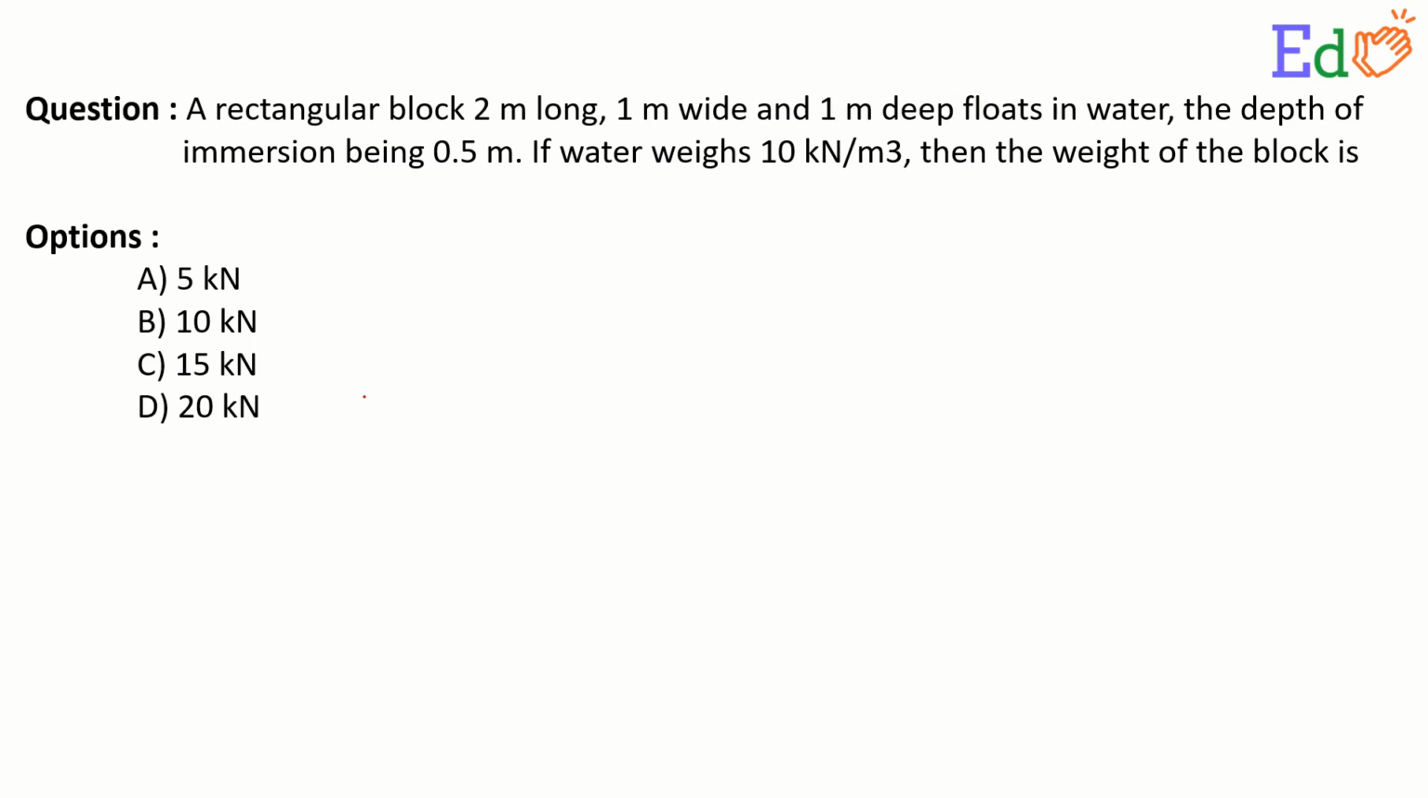The question given here: a rectangular block 2 meter long, 1 meter wide and 1 meter deep floats in water. The depth of immersion being 0.5 meter. If water weighs 10 kN, that is kilonewton per cubic meter, then the weight of the block is, options are given here: for A 5 kN, for B 10 kN, for C 15 kN and for D 20 kN.